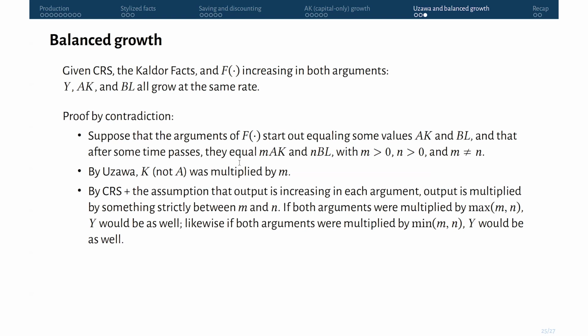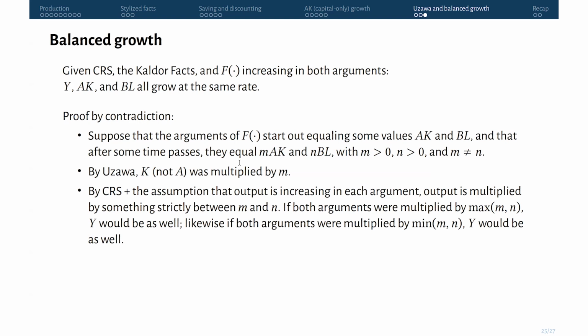And the constant returns to scale assumption and the assumption that output's increasing in each argument tell us that overall output had to be multiplied by something strictly in between M and N. It's got to be in between because, on one extreme, let's say that both the arguments were multiplied by the max of M and N, then Y would as well. That's just constant returns to scale, right? And likewise, if they were both multiplied by the minimum, Y would as well.